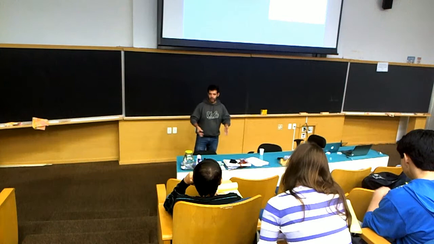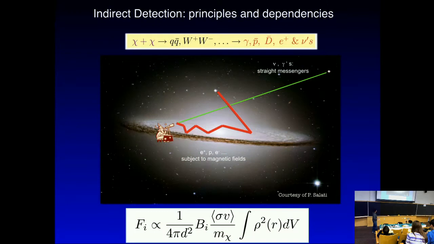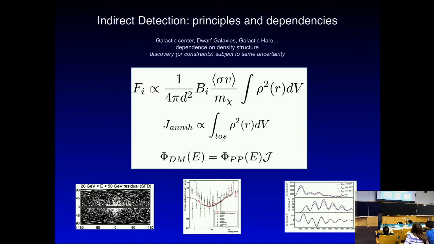So the rationale for indirect detection is this. You really care about the dark matter distribution in the target, so every time you choose a target, you want to know how much dark matter and what's the density inside there, because your observed expected flux is dependent on the integral, and this is something that I went through in the last class of last week. And so this is a little bit the sketch.